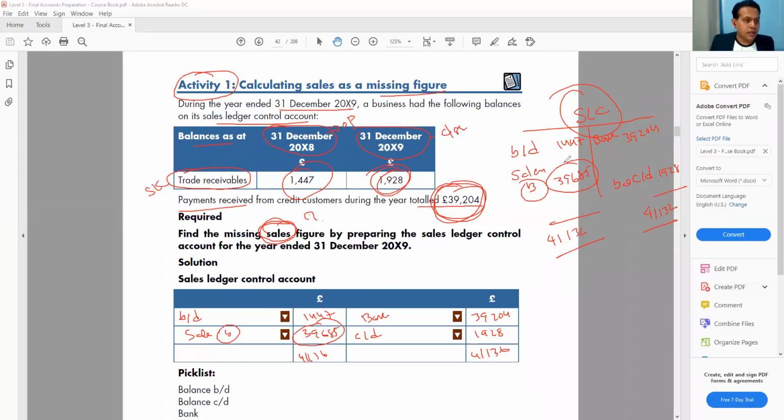All right, Alicia, what you're saying, missing figure, sales, this. Yeah, Josheb, how do you get the balance b/d? 1947. It's not 1947, it's 1447. Do my 4s look like 9s? It's a 4, not a 9, Josheb, it's 1447.